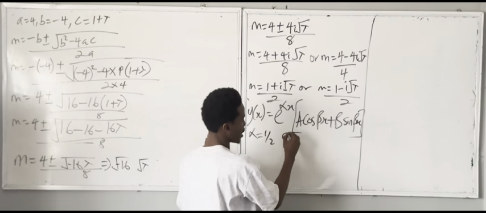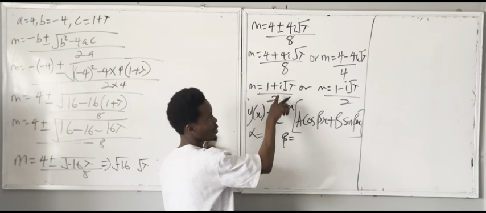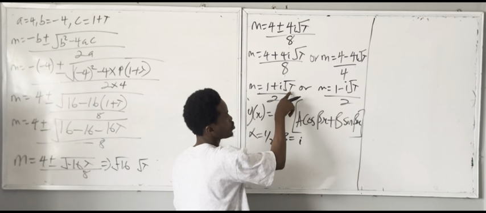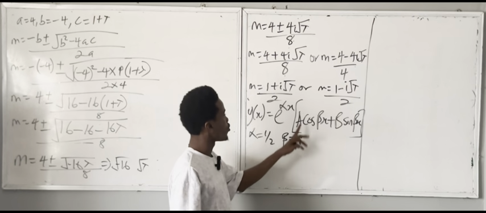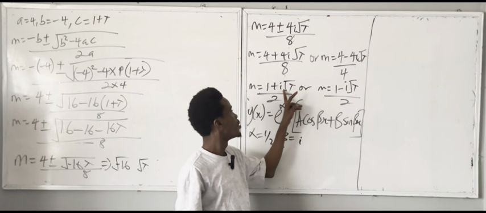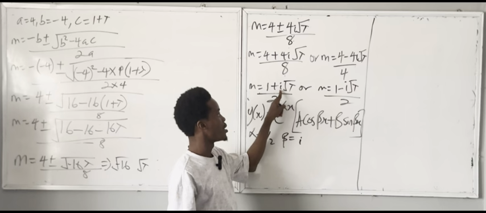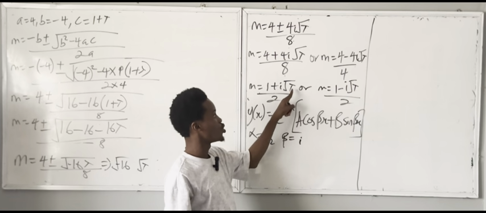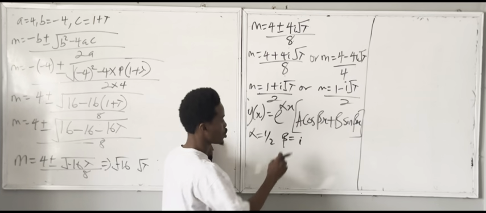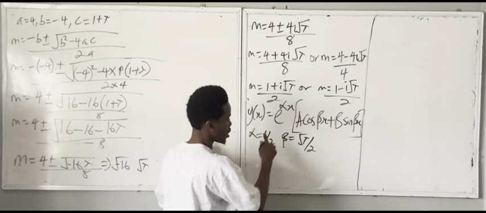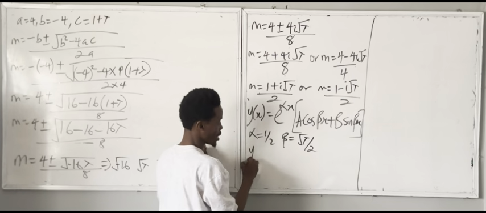So my beta is the imaginary part. I'm going to take the coefficient of the imaginary unit, which is square root of lambda over 2. So I'm going to substitute this in to get my general solution.